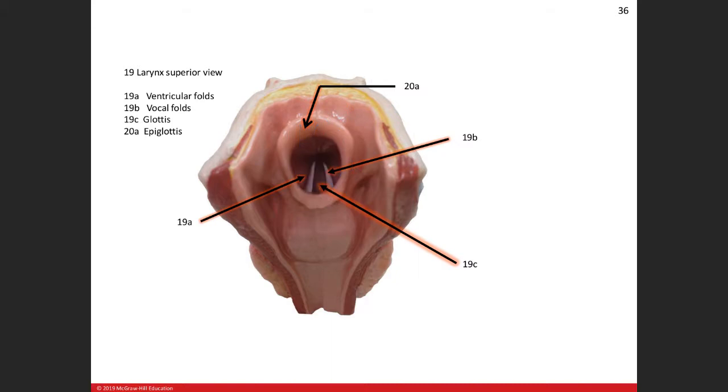Okay? So now when we're looking closer here, you can see the ventricular folds are this flesh-colored material. More medial to that, you have your vocal folds here. And that's when we're going to start talking about how sound is made, the true vocal cords, and then our false. And then the opening here is the glottis. That's the space in which the air is going to move down.